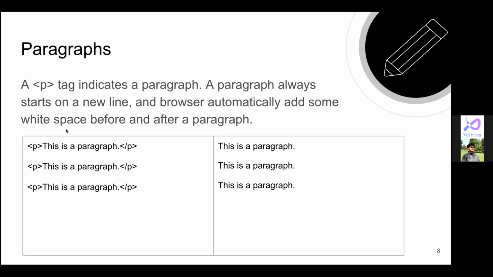So this is a paragraph tag. A P tag indicates a paragraph. A paragraph always starts on a new line. And the browser automatically adds some white space before and after a paragraph. So for instance, this is a P tag, this is the end tag, and this is the content in between. And as you can see, there's space here.